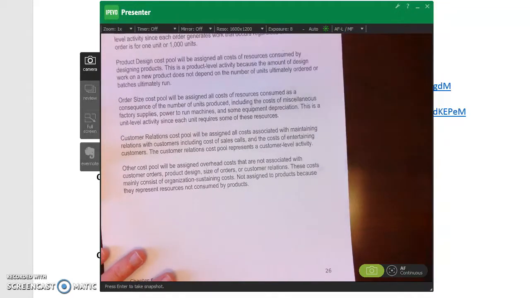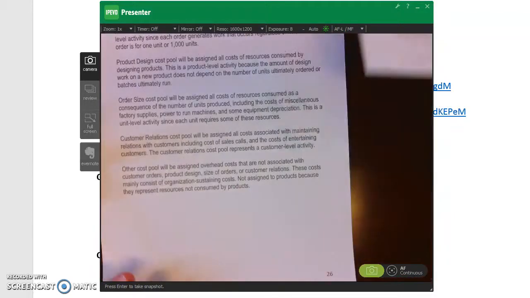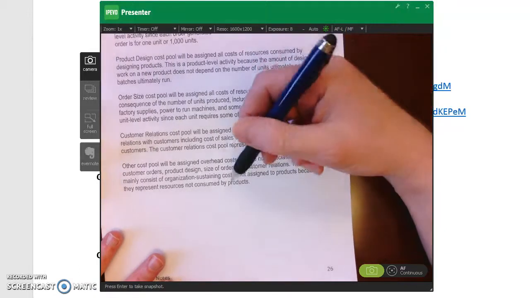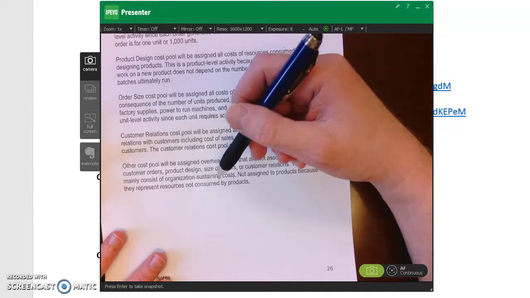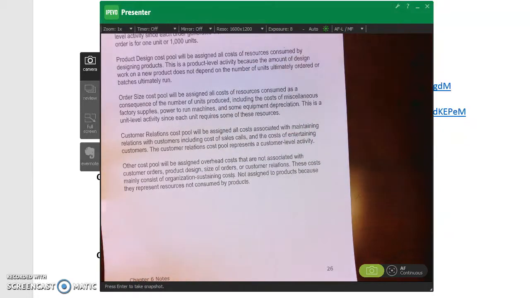And then these would be organization sustaining activities. And so that's what I say over here, they're organization sustaining activities. And so these other costs would be maybe heat on the factory or something like that.